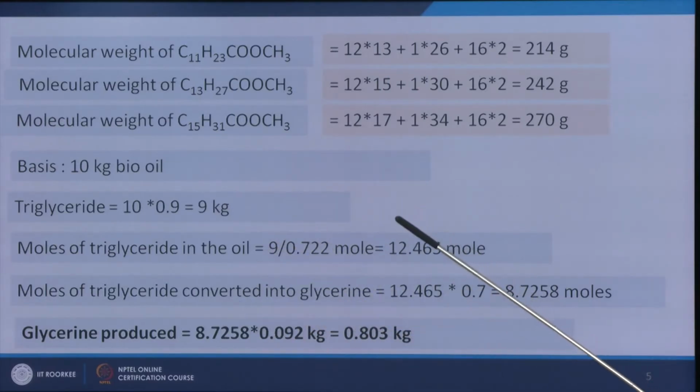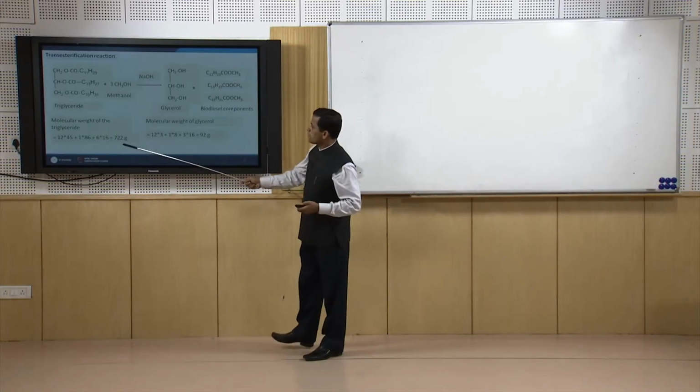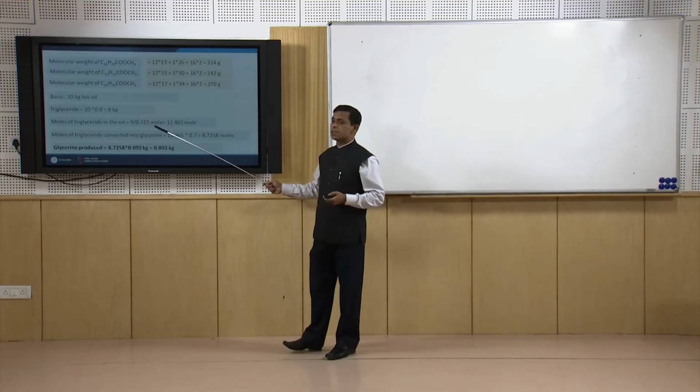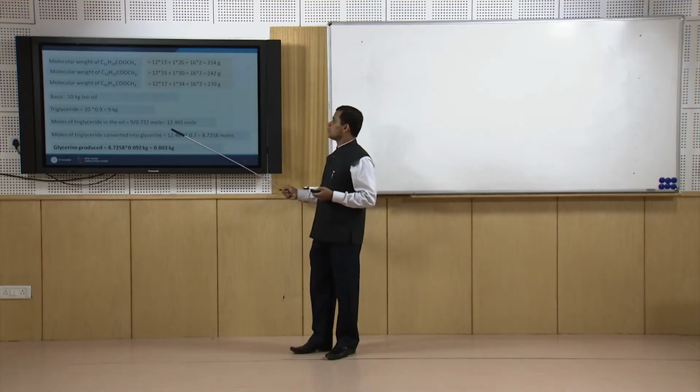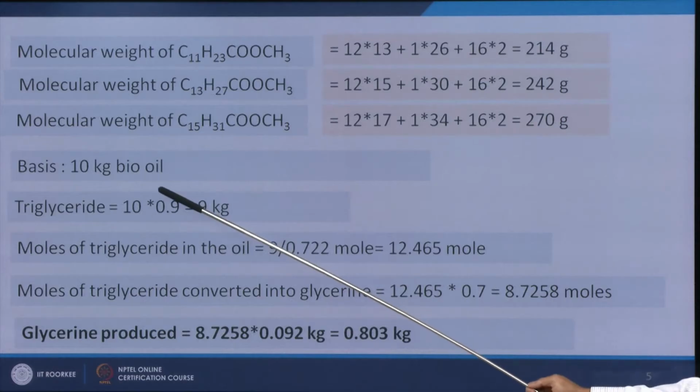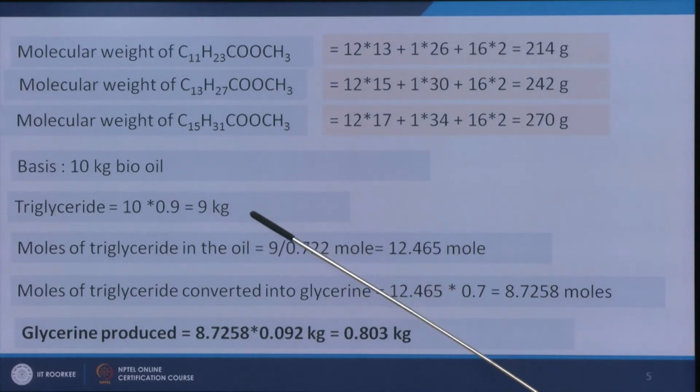What will be the moles of triglyceride in the oil? 9 kg divided by 0.722 kg, because the molecular weight we have calculated is equal to 722 gram, that is equal to 0.722 kg. So, 9 divided by 0.722 gives the moles. So, 12.465 moles of triglyceride are present in the 10 kg of bio oil, that is, in 9 kg of triglycerides.